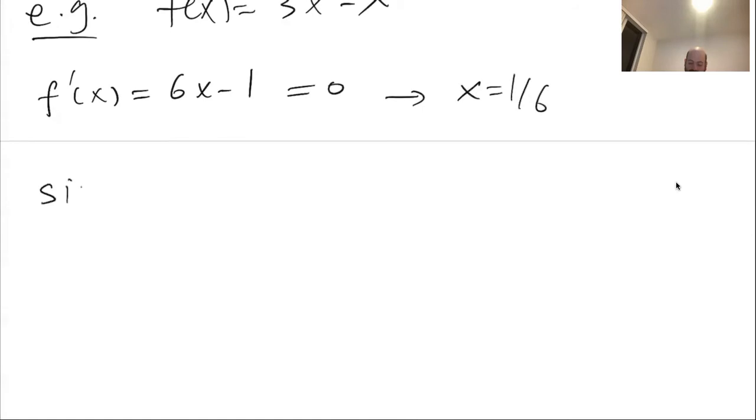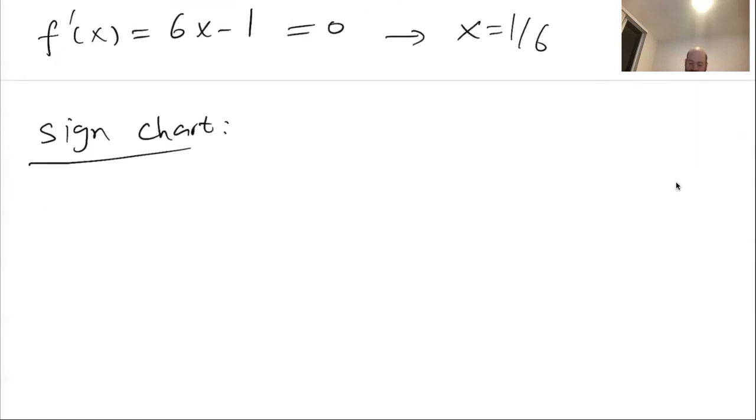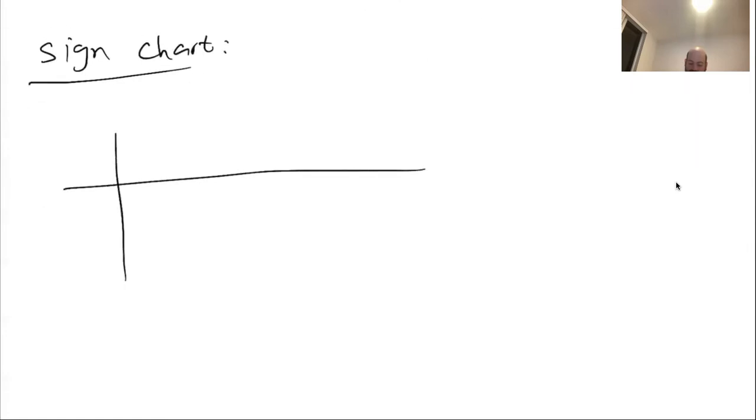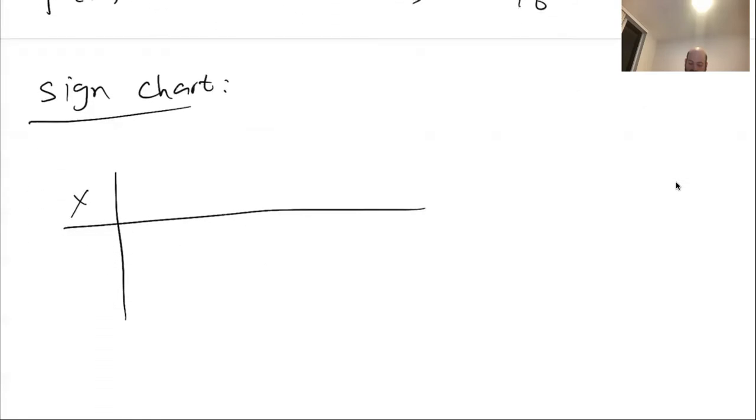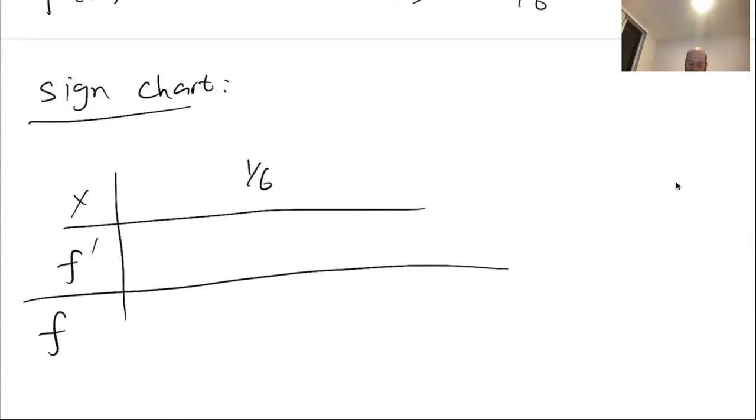Then we can use a sign chart. In a sign chart, we can locate the zeros of f prime. There's only one of them here, 1 over 6. Then the first row is the sign of f prime, and the second row is the sign of f prime. The third row is f itself, whether f is increasing or decreasing. And f prime is 0 at 1 over 6.